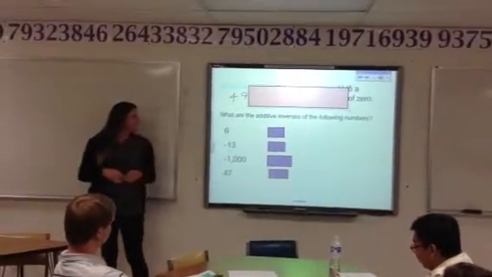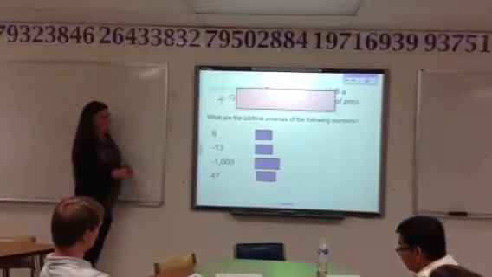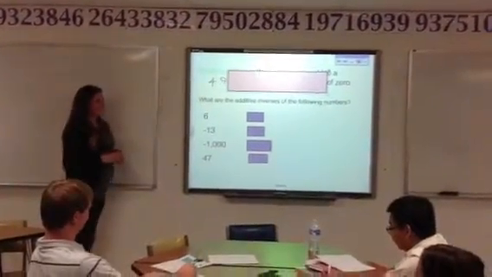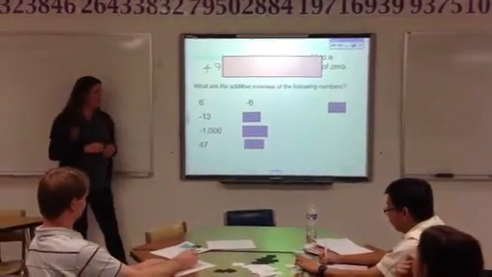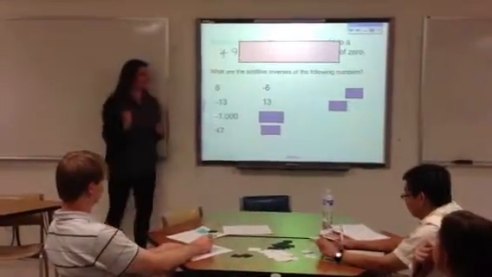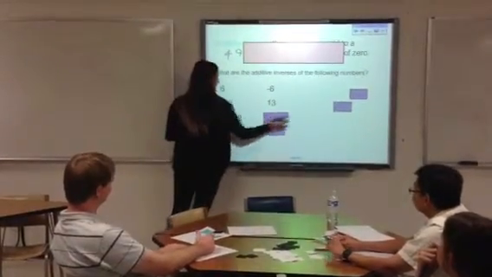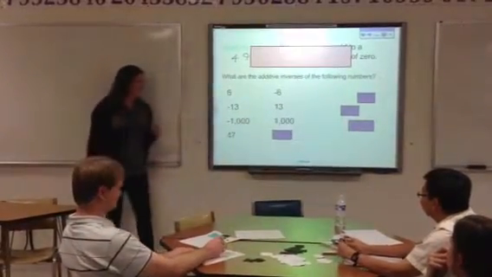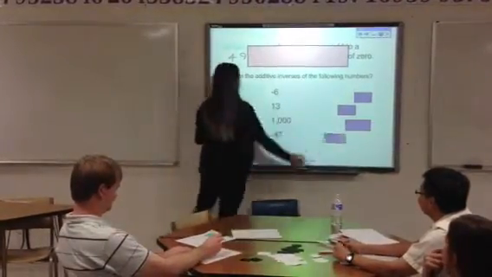So what are the additive inverses of these numbers? Dusty, do you know what the first one is? Perfect. Alex, what's the second? 13. Okay. Memo, what's the third one? 9,000? And Cheryl, what's the last one? -47. Good job.